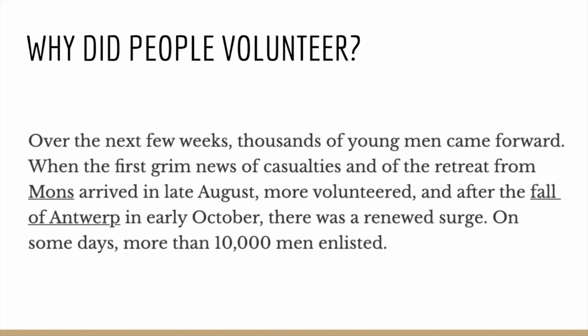So this one says, over the next few weeks, thousands of young men came forward. When the first grim news of casualties and of the retreat from Mons arrived in late August, more volunteered, and after the fall of Antwerp in early October, there was a renewed surge. On some days, more than 10,000 men enlisted. So there were thousands and thousands of people constantly volunteering, right?